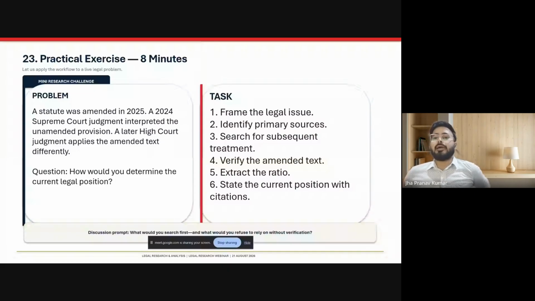तो यहाँ पे क्वेश्चन क्या है? How would you determine the current position? ठीक है, यहाँ पे कन्फ्लिक्ट आ रहा है, जजमेंट आ रहा है कि सुप्रीम कोर्ट ने उस प्रोविजन को इंटरप्रेट किया, लेकिन बाद में हाई कोर्ट का जजमेंट अप्लाई हो रहा है उस amended text पे differently. So here you need to identify the problem, and the task is you need to frame the legal issue, identify the primary sources, search for the subsequent treatment. You need to verify the amended text, extract the issue, and then you can state the current position.